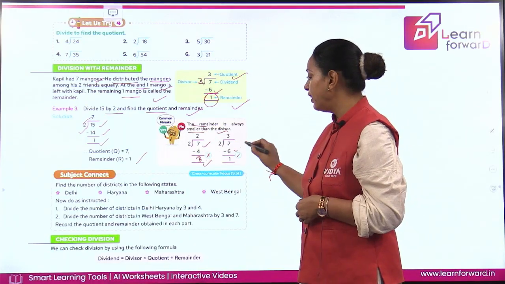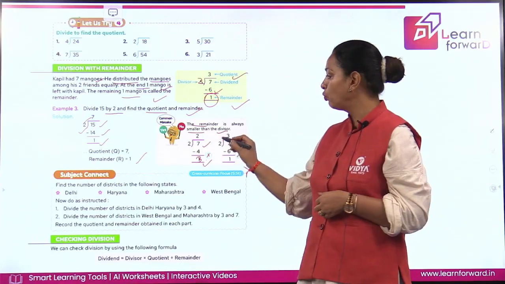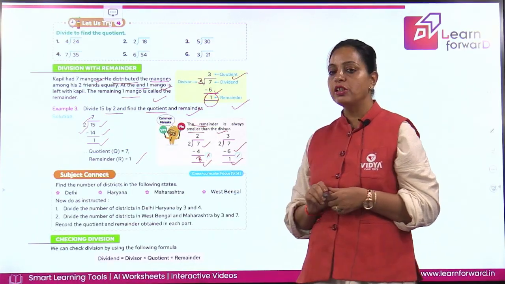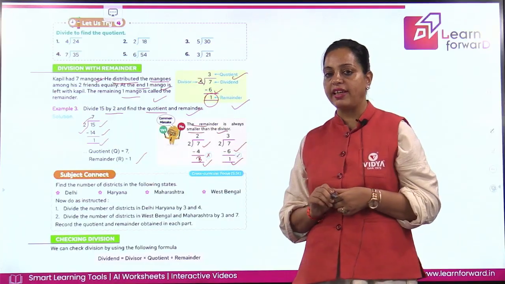तो हम यहाँ पर क्या लिखेंगे? 6. 2 3s are 6. 1 is remainder and 1 is smaller than 2. So this is right. Okay.